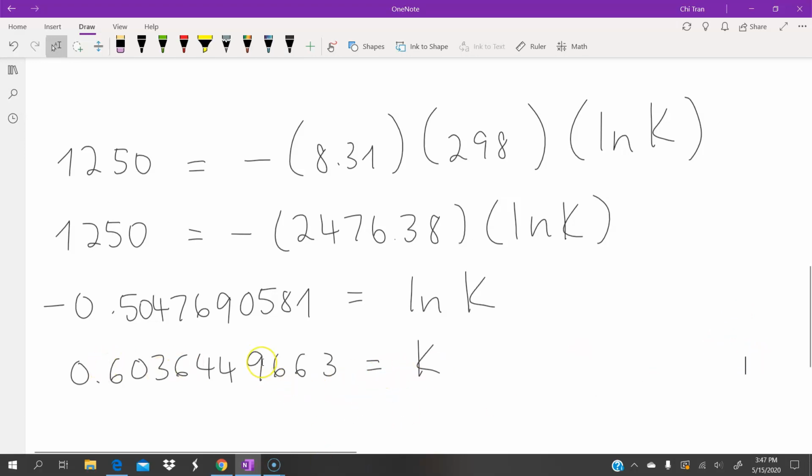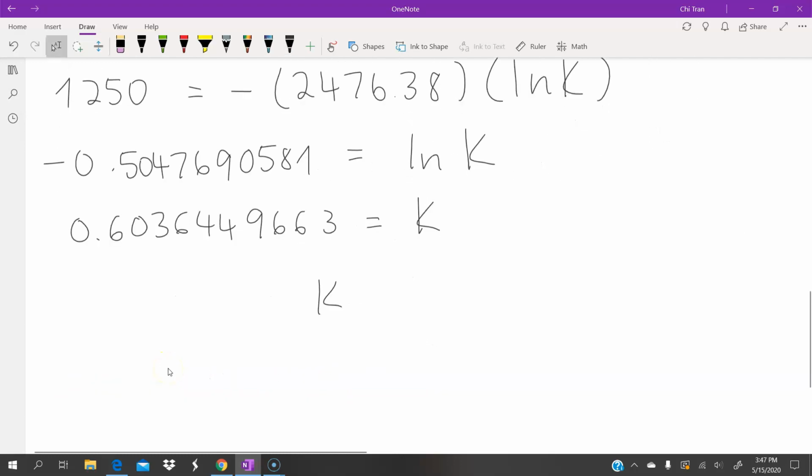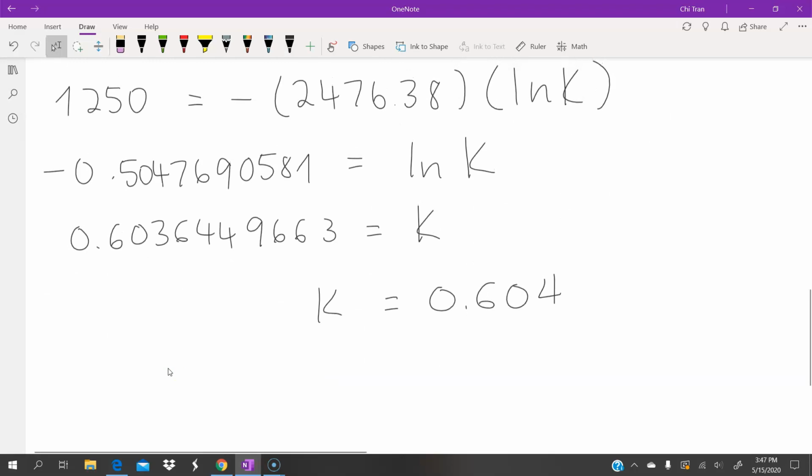And now that I've reached my final step, I can now simplify this number and round it up to 3 significant figures, and I get K equals to 0.604, and that's my final answer.